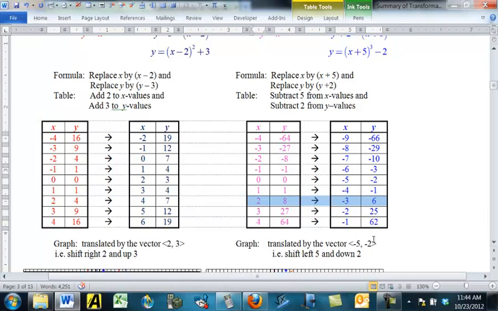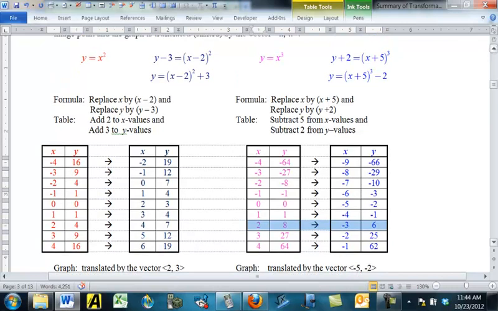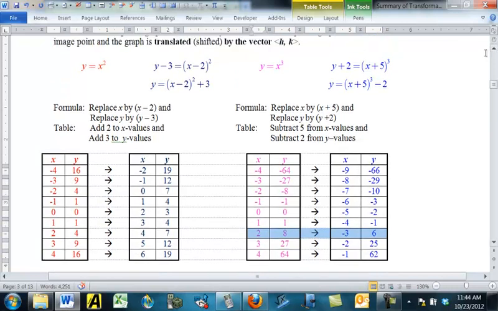Now, of course, the formula is backwards. In the formula, we're going to be replacing x by x plus 5 and y by y plus 2. And so, since we start with y equals x cubed, we end up with y plus 2 equals (x plus 5) cubed. And if we want to solve for y, we can by adding negative 2 to both sides and see it written in that second form.